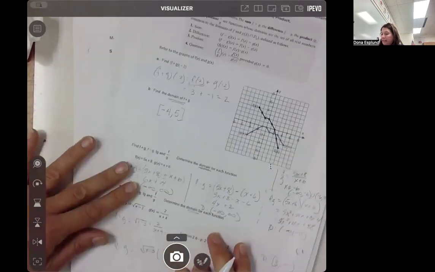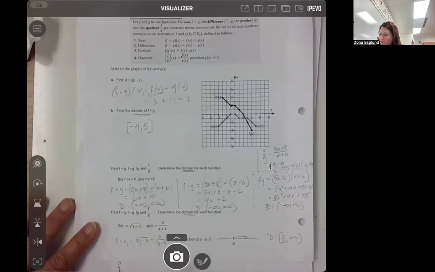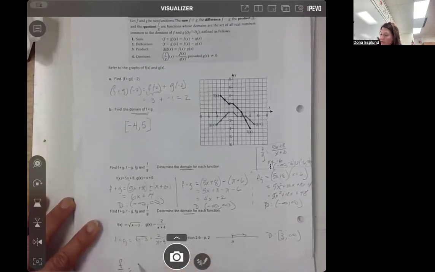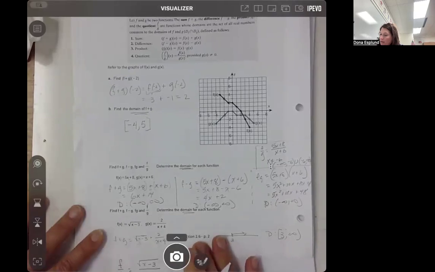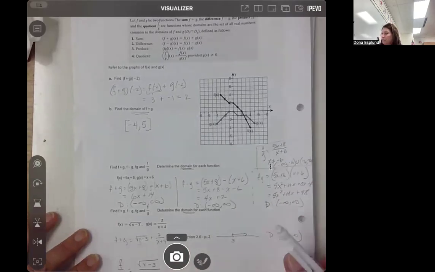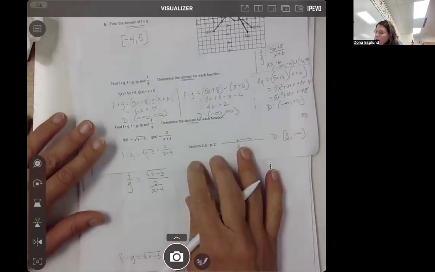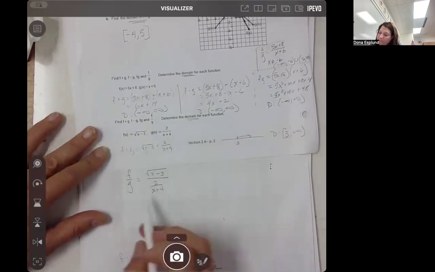So I'm going to divide this one. So let me see if I can get some space. I have f divided by g. In this one, I'm going to have the f of x, which is on the top, the square root of x minus 3, and then over g of x, which is 2 over x plus 4. Okay, so I have a complex fraction.